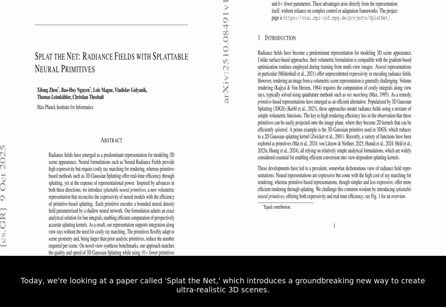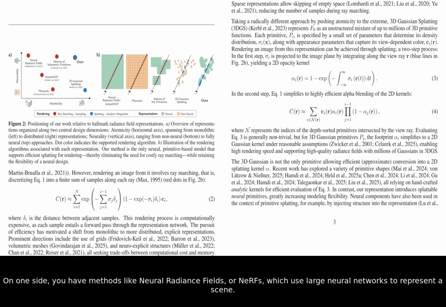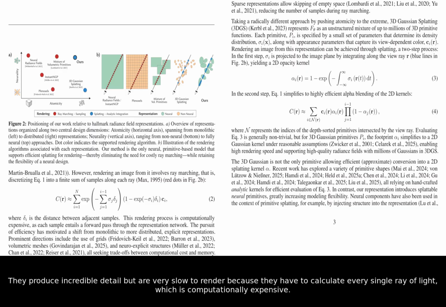Today, we're looking at a paper called Splat the Net, which introduces a groundbreaking new way to create ultra-realistic 3D scenes. For years, 3D graphics have faced a major trade-off. On one side, you have methods like neural radiance fields, or NeRFs, which use large neural networks to represent a scene. They produce incredible detail, but are very slow to render because they have to calculate every single ray of light, which is computationally expensive.